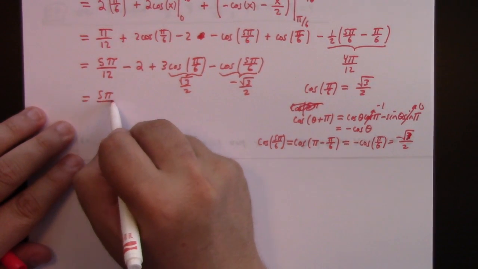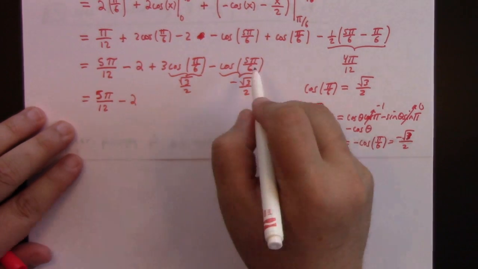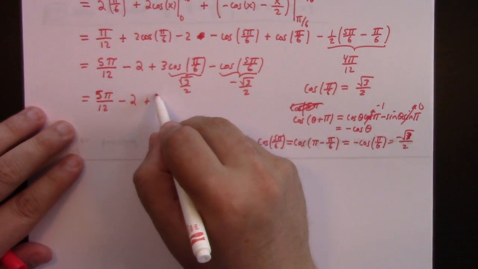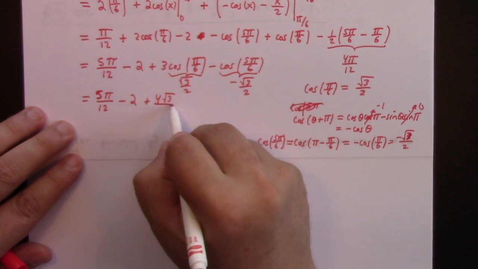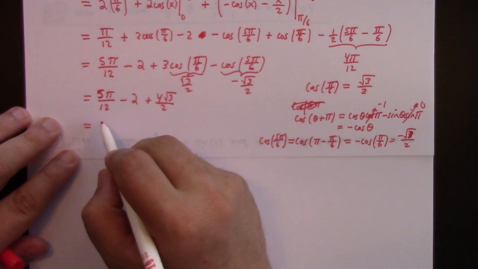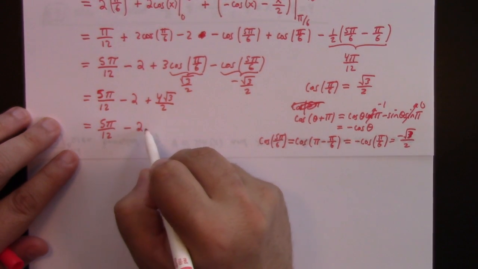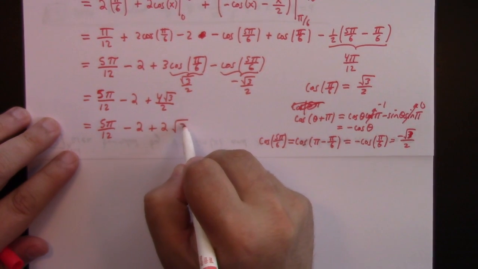So I get 5 pi over 12 minus 2, and I've got 4 times the square root of 3 over 2. Fine, enough, I'm tired of this. Are you tired of this? I'm tired of it. 5 pi over 12 minus 2 plus 2 root 3.